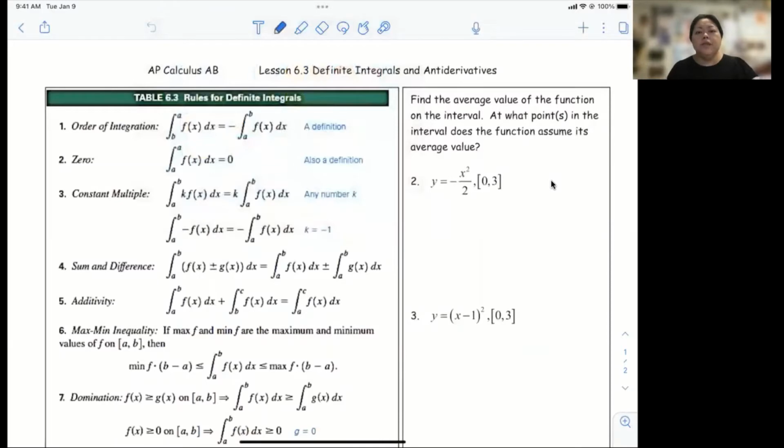On lesson 6.3, definite integrals and antiderivatives. Remind yourself that integrals are really area under the curve, the area between the curve and the x-axis. So it is basically a numerical value. It is a number. So what can you do with numbers? What can you do with area?